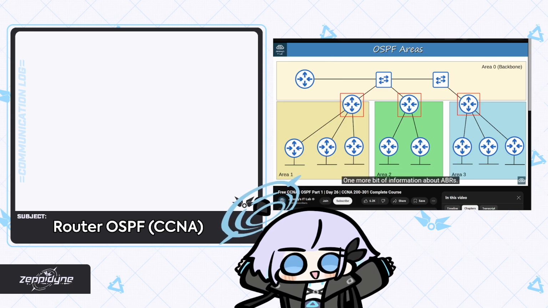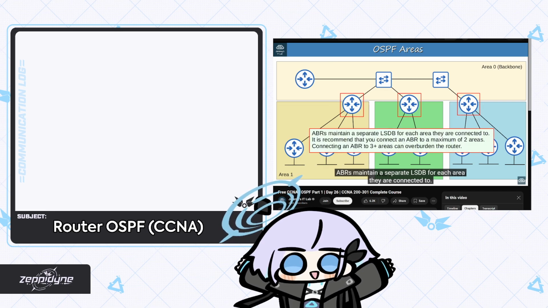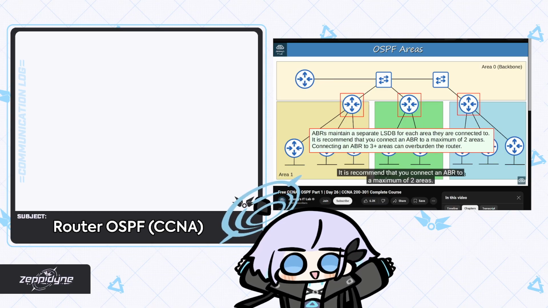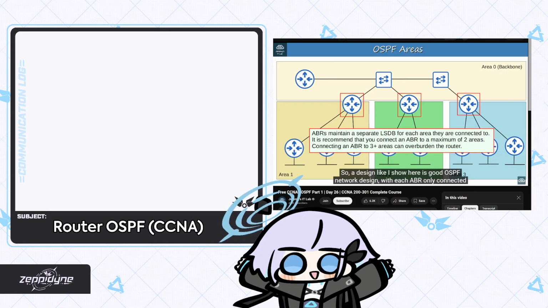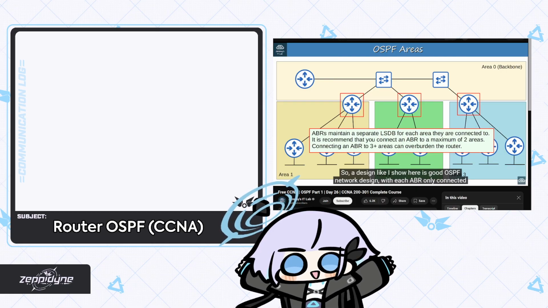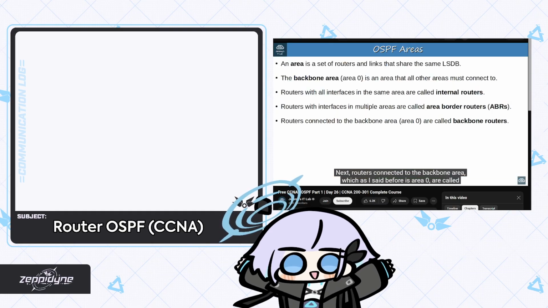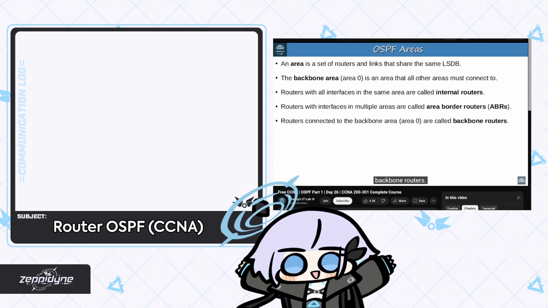One more bit of information about ABRs. ABRs maintain a separate LSDB for each area they are connected to. It is recommended that you connect an ABR to a maximum of 2 areas. Connecting an ABR to 3+ areas can overburden the router. So a design like I show here is good OSPF network design, with each ABR only connected to 2 areas.